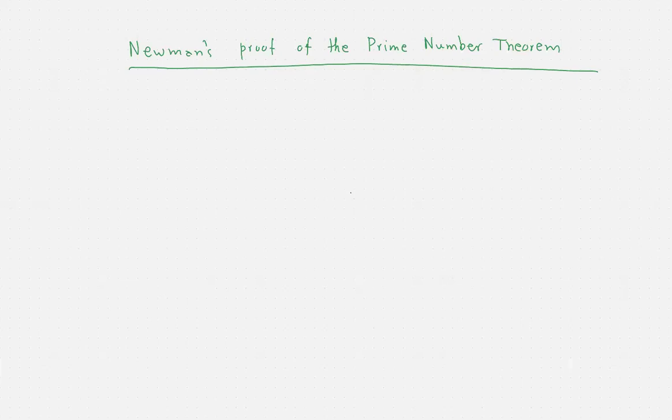So we would like to give a brief outline of the proof of the prime number theorem according to Donald Newman. And for that, we use the wonderful, very, very short paper written by Don Zagier.